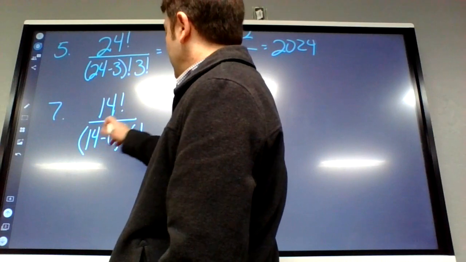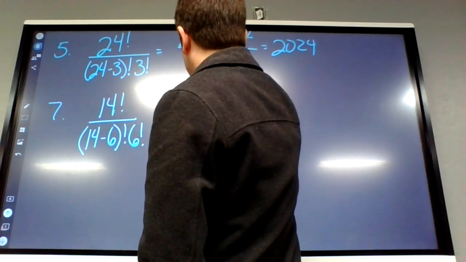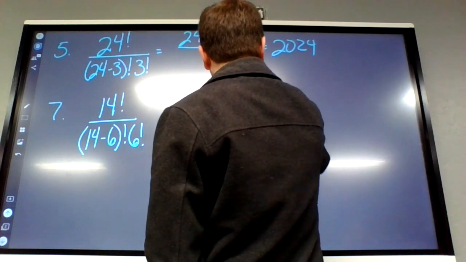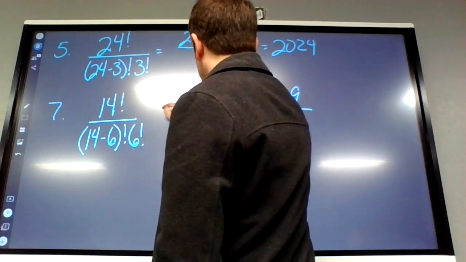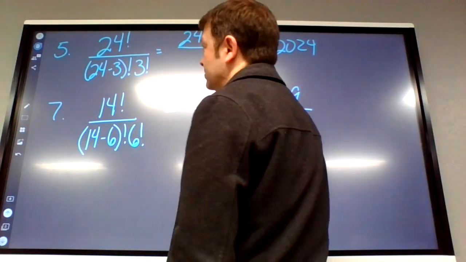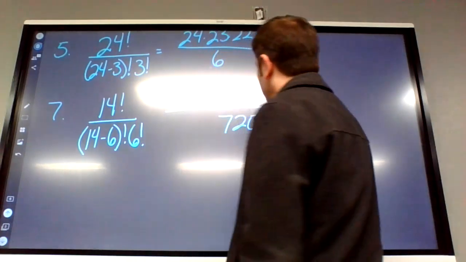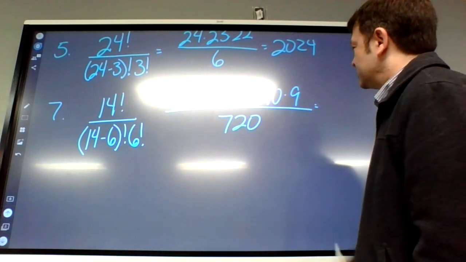Okay, this would be 8 factorial, so that would eliminate everything below 9. And then 6 factorial is like 720. Anyway, you don't have to write that part, but that's kind of how I think about it.